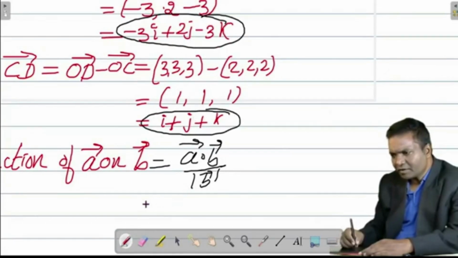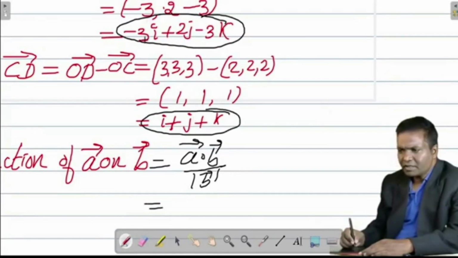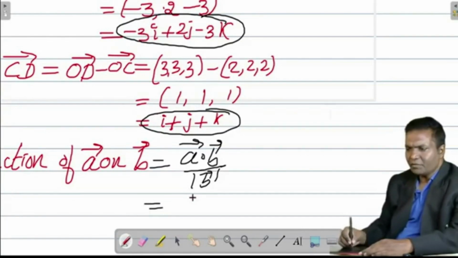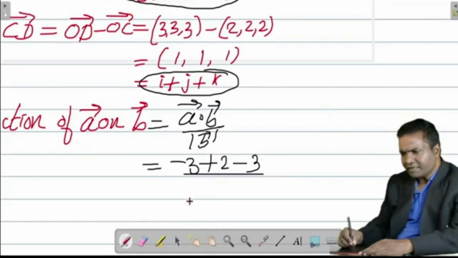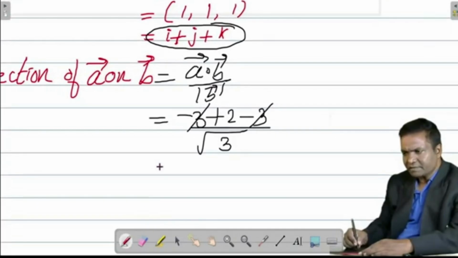So what is the dot product of this? Sum of the product of the coefficients of i, j, k. Minus 3 into 1 is minus 3, 2 into 1 is 2, minus 3 into 1 is minus 3, divided by the magnitude of vector B, which is square root of 1 square plus 1 square plus 1 square, so you will get root 3. So 3 cancels. 2 by root 3 is the projection.